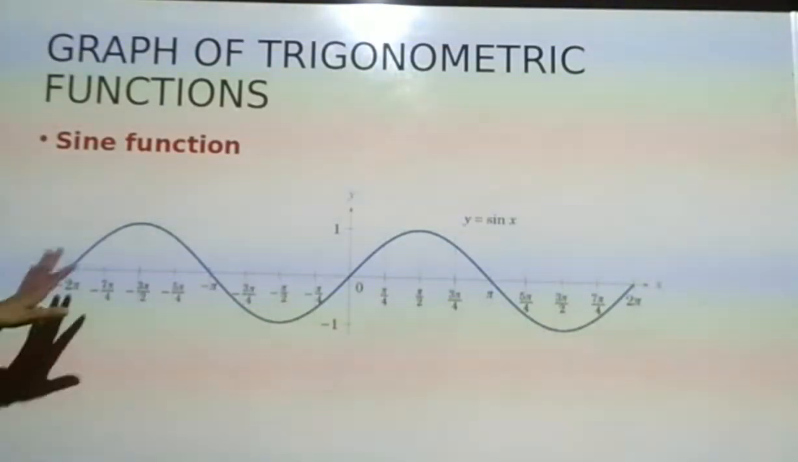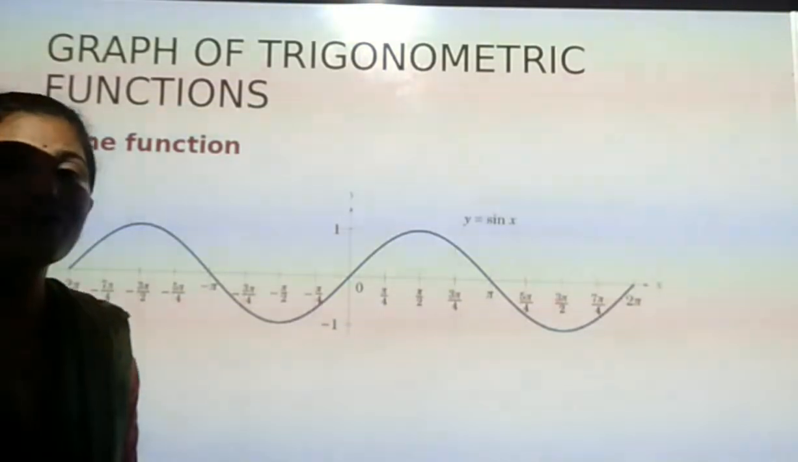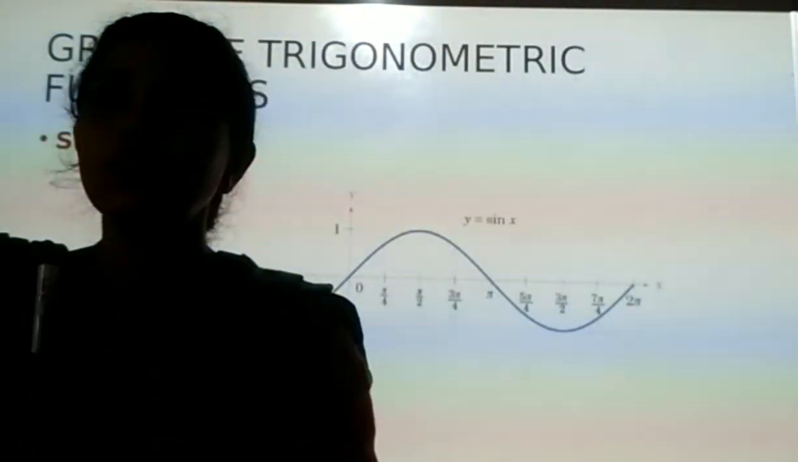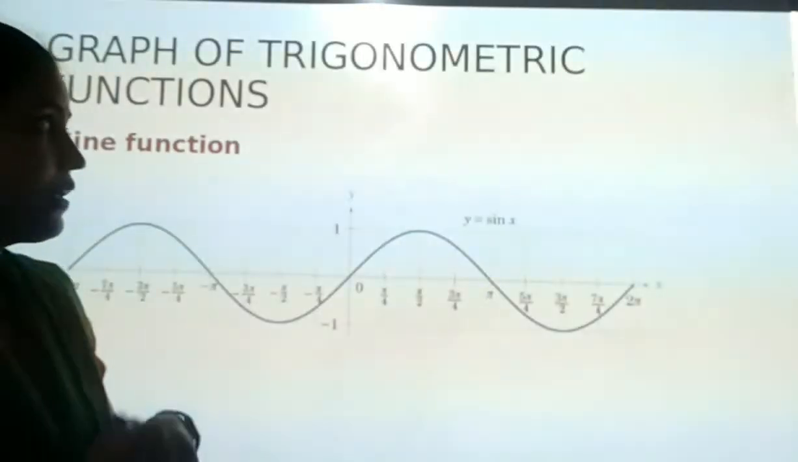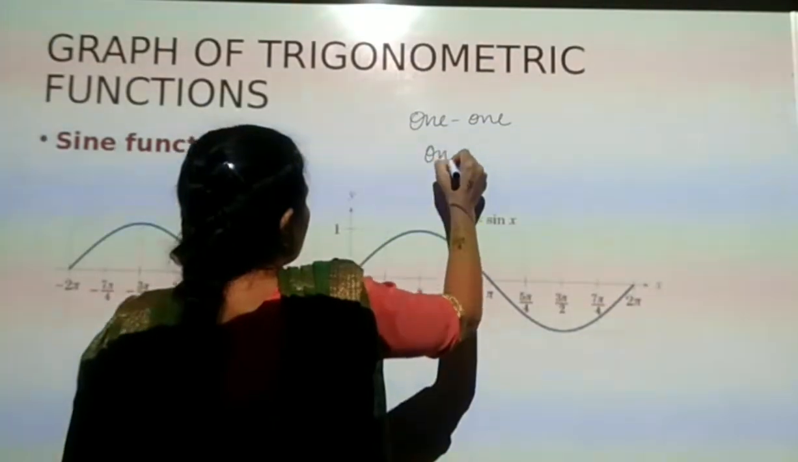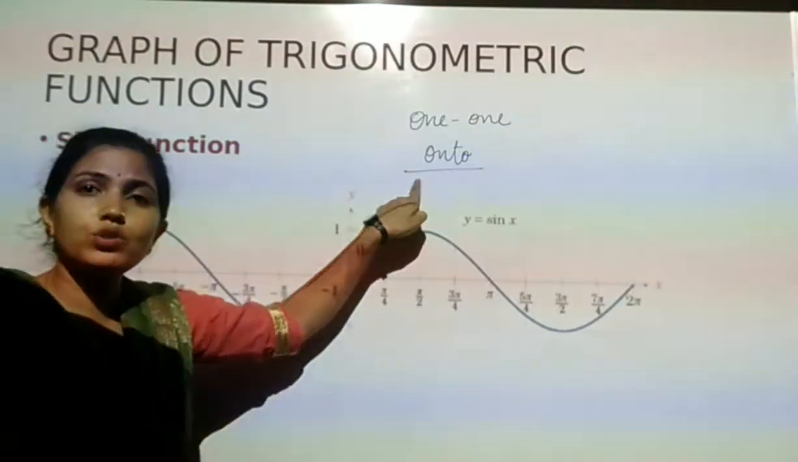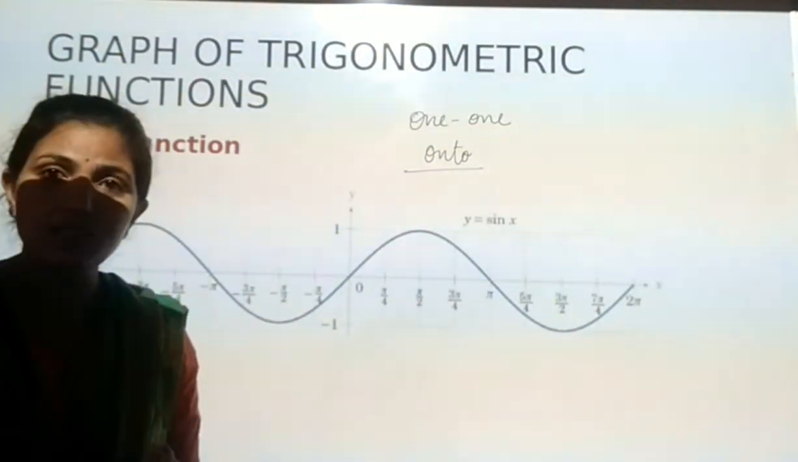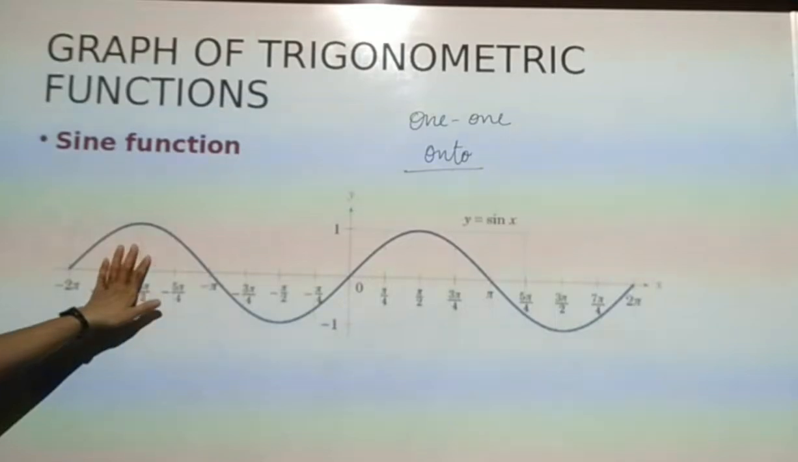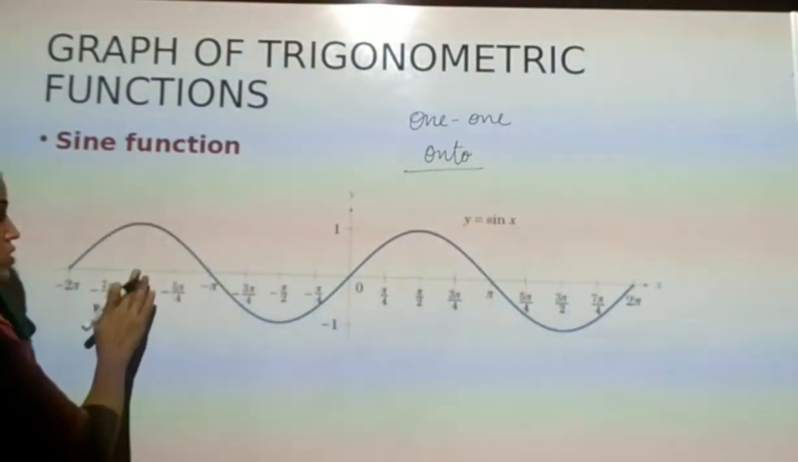Keep in mind students, why we are looking at this graph: because the inverse of a function is related to it, and we know about one-one and onto functions and the definition of the inverse function. A function has an inverse when it is one-one and onto, this is the most important topic students, one-one and onto. So when your function is one-one and onto, only then its inverse exists, that we know. Now here you can see why it is not one-one. This function is not one-one.